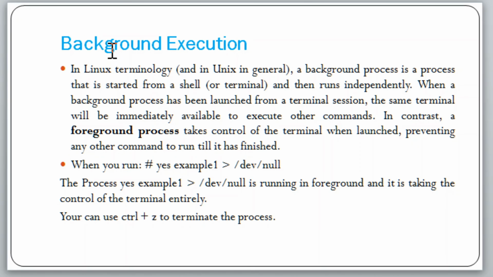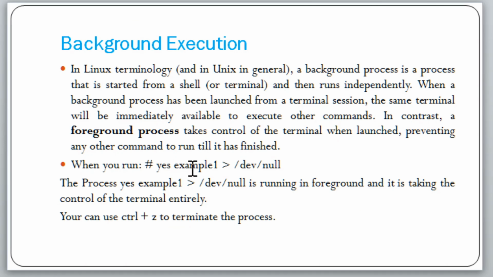And let's talk about background execution. So in Linux terminology, and in Unix in general, a background process is a process that is started from a shell or terminal and then runs independently. When a background process has been launched from a terminal session, the same terminal will be immediately available to execute other commands. In contrast, a foreground process takes control of the terminal when launched, preventing any other command to run until it is finished. And guys, we saw this in our last session when I was running that sleep command. When I ran it in the background, when I did sleep 60 and then I did that ampersand sign, it was running it in the background and I could still use my terminal. However, when I ran it in the foreground, you saw that I wasn't able to use my terminal.